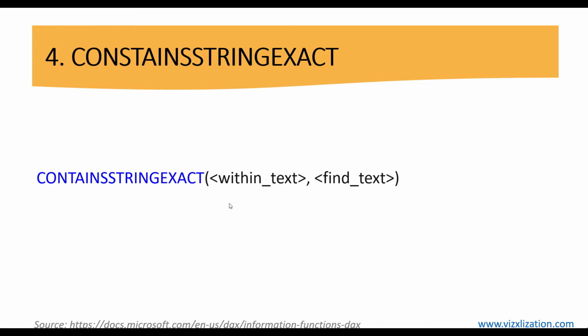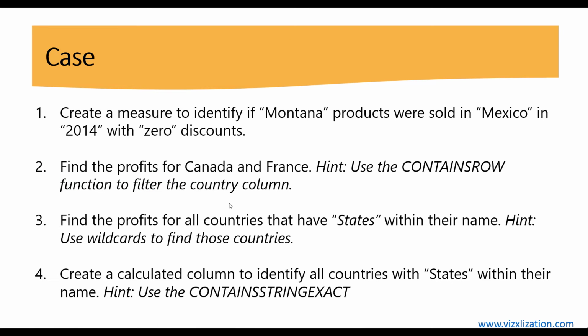So now guys, are you ready for the case? Let's do that. 4 questions here. The first question, create a measure to identify if Montana products were sold in Mexico in 2014 with 0 discounts. This is a good example, my friends, to use CONTAINS, okay? Second question here, find the profits for Canada and France. There is a hint here, use the CONTAINSROW function to filter the country column. So good hint there, okay?